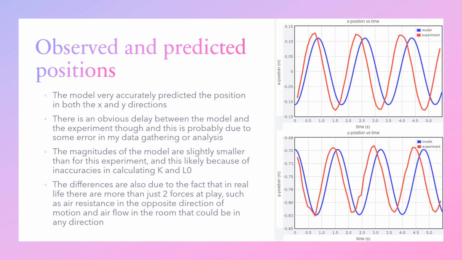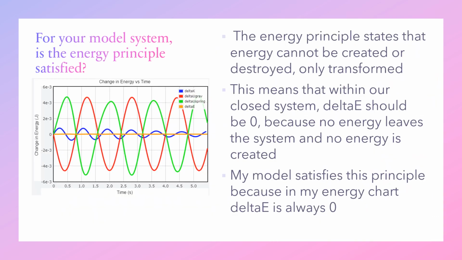The differences are also due to the fact that in real life there are more than just two forces at play, such as air resistance in the opposite direction of motion and airflow in the room that could be in any direction. And so our first what-if question for your model system is, is the energy principle satisfied? The energy principle states that energy cannot be created or destroyed, only transformed. This means that within our closed system, delta E should be 0 because no energy leaves the system and no energy is created. My model satisfies this principle because in my energy chart, delta E, the orange line, is always 0.